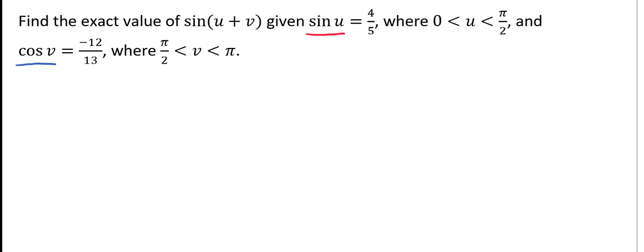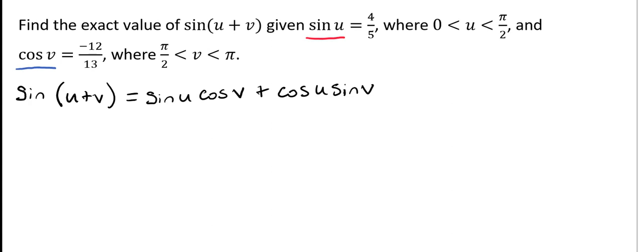So we're going to need to use the sum formula for sine, which is the sine of u times the cosine of v plus the cosine of u times the sine of v. And we know that that's the formula we're going to need to use because up here in the problem we were given sine of u plus v. Now if we look at our problem, we see that we were already given the sine of u and we were also given the cosine of v.